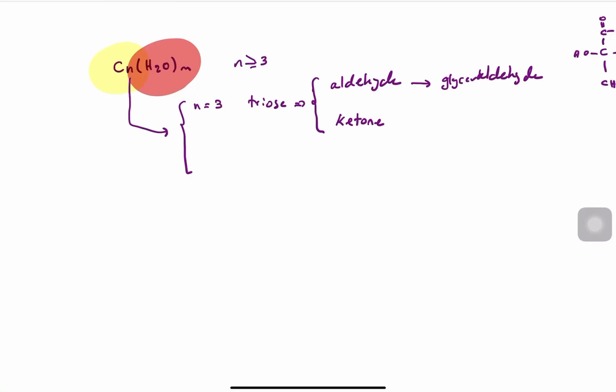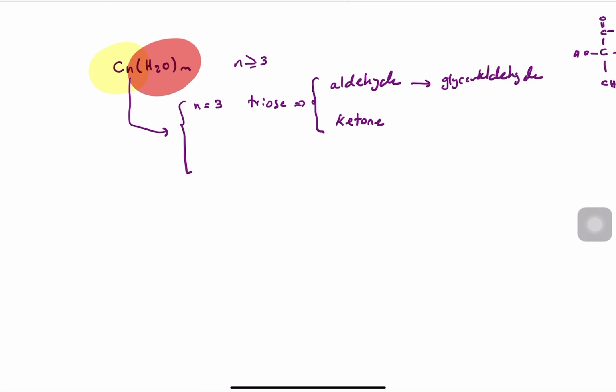Hi everybody, today I want to start with carbohydrates. Carbohydrates or saccharides are the most abundant organic molecule in nature, or we can say one of the most abundant molecules also in the biological system. And the general formula is CnH2On. It can show the relation between carbon and water.